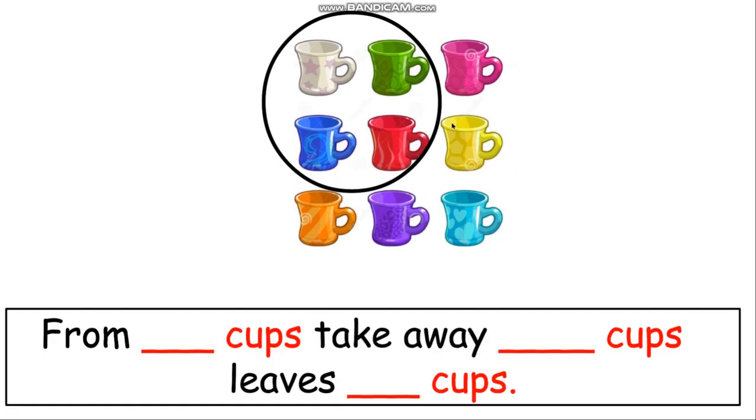Now the question is, from dash cups, take away dash cups, leaves dash cups. So from dash cups में आप क्या लिखोगे? What number? We have counted the cups, right? Yes, 9 cups. We take away how many cups have been circled? Yes, 4. So how many is left? Leaves 1, 2, 3, 4 and 5. So my answer is 5 cups. Okay. Now let us see the next one.